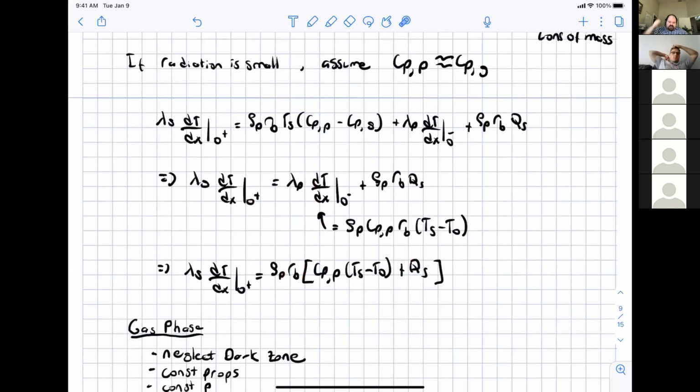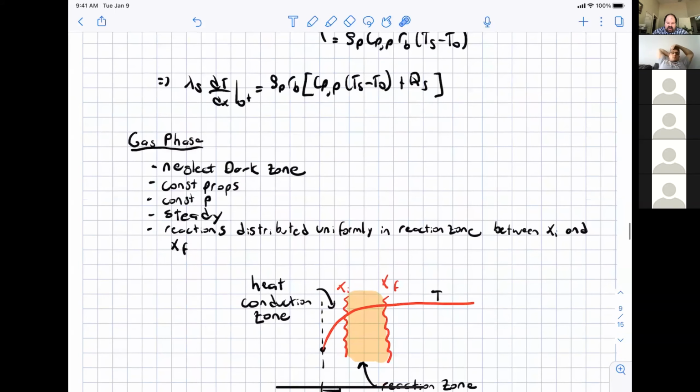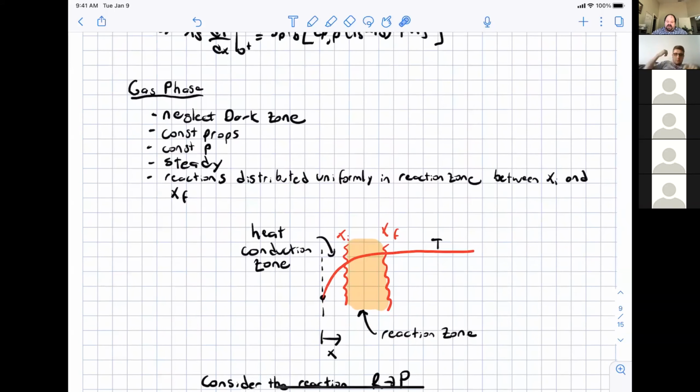Okay, and the gas phase side is actually a bit more complex because of the chemical reactions occurring within the gas phase. To simplify the analysis and make it doable, we are going to neglect the dark zone. Not all propellants have a dark zone, so it's not a horrible assumption. And you'll also find that at high pressure the dark zone disappears, so it isn't always present anyway.